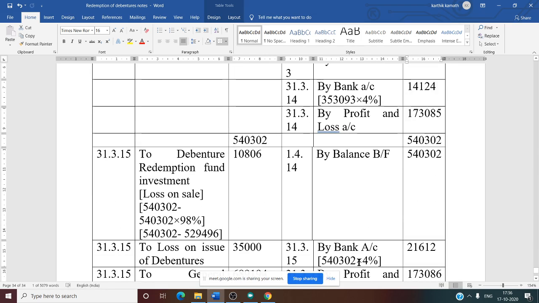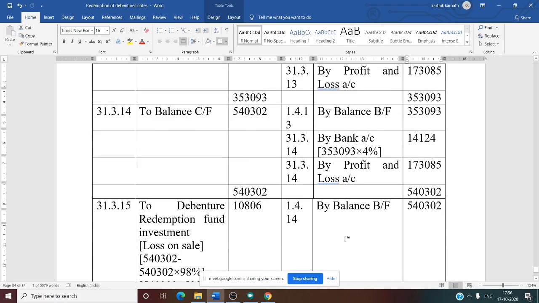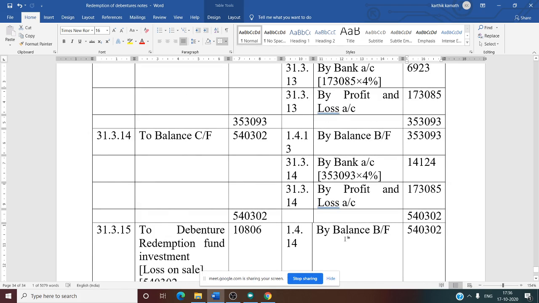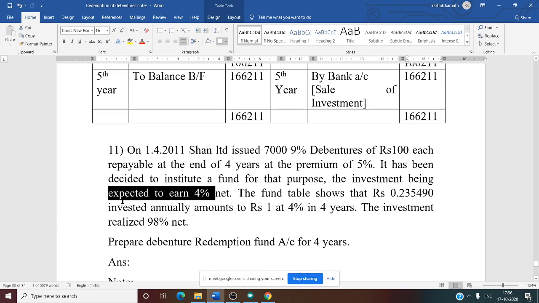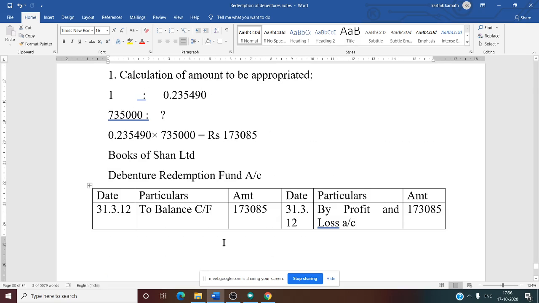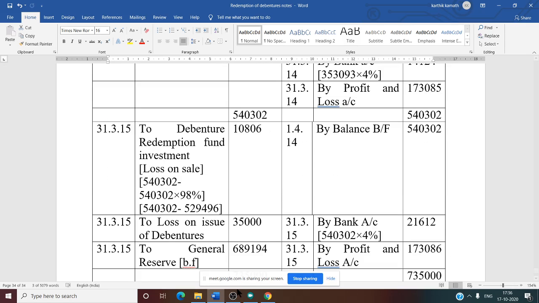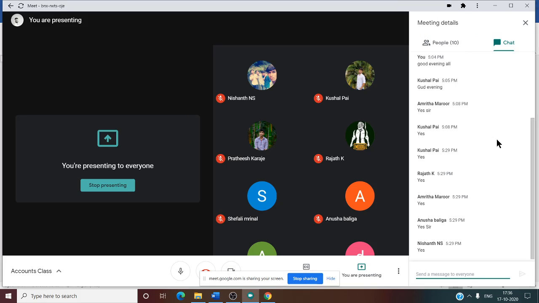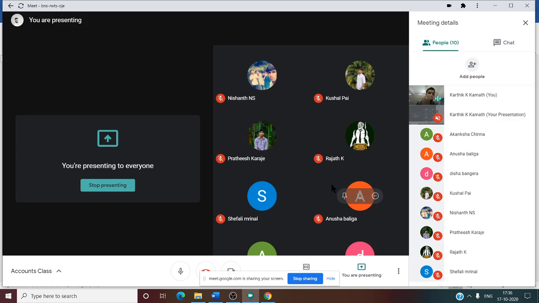Now debit side. How to write debit side? In debit side, if you see investment realized 98% net. So what happens? Here there is a loss. Directly we can say here there is a loss. How do we know that there is a loss? Because here investments are sold less than 100%. Less than 100% means less than the par value. That means there is a 2% lesser amount. So there is a loss.